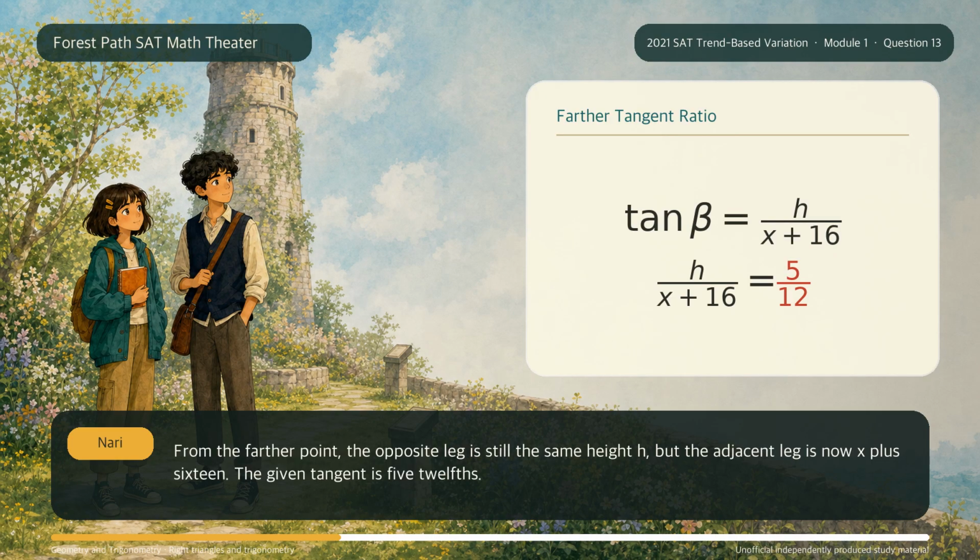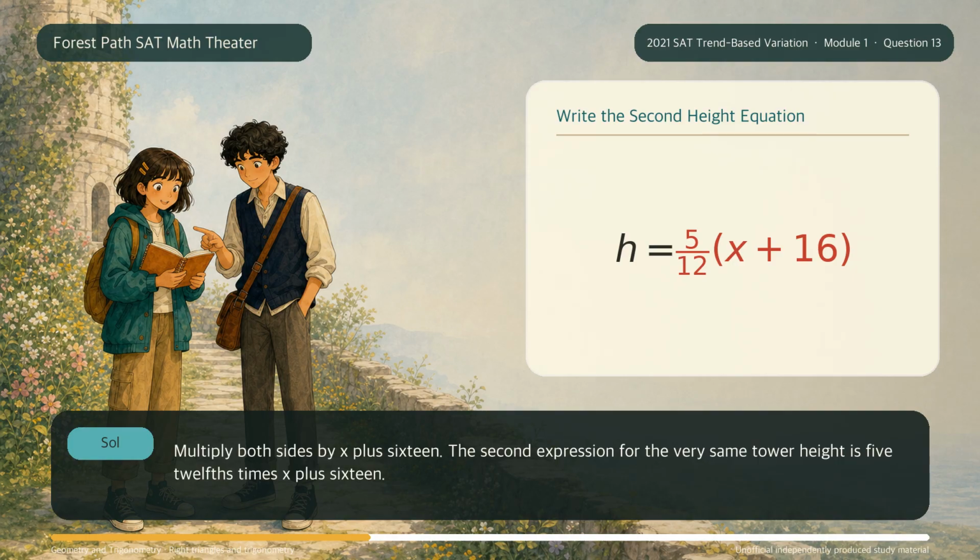From the farther point, the opposite leg is still the same height h, but the adjacent leg is now x plus 16. The given tangent is 5/12. Multiply both sides by x plus 16. The second expression for the very same tower height is 5/12 times x plus 16.